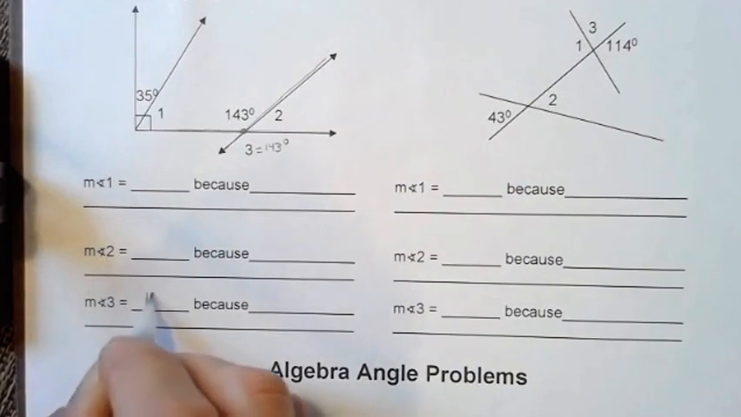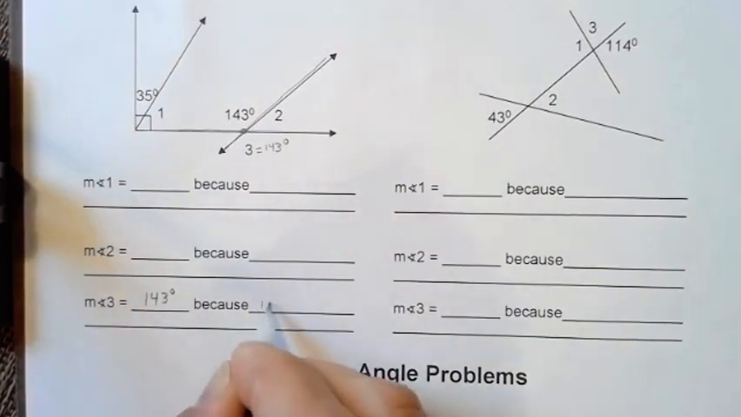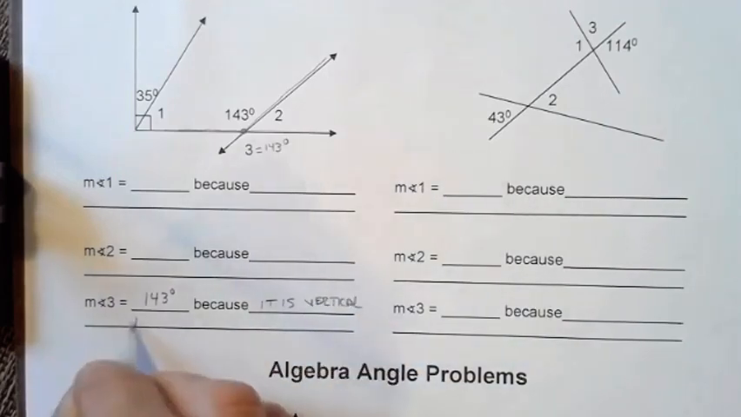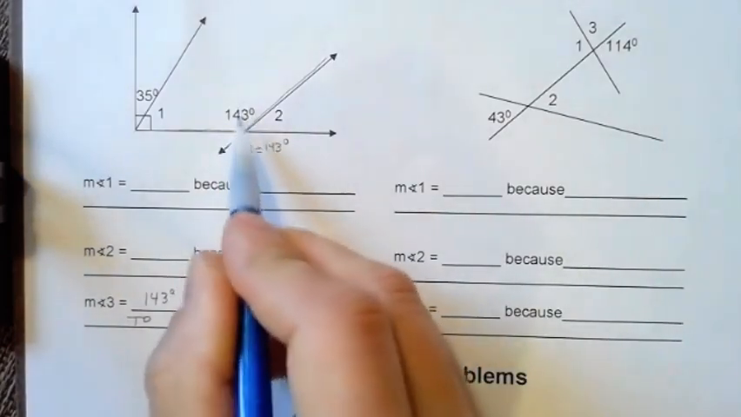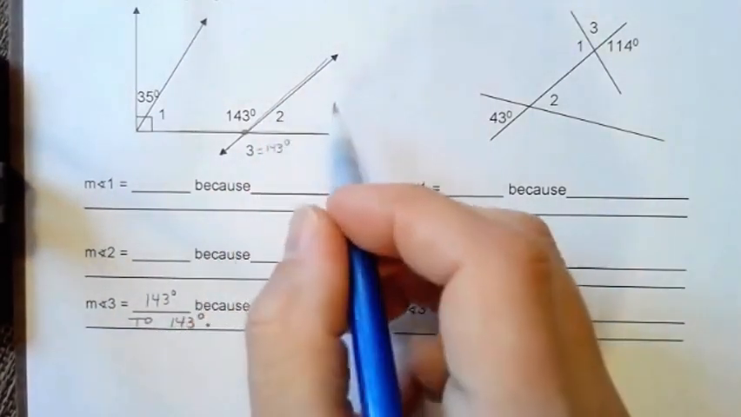The measure of angle 3 is 143 degrees, and the reason I know that is because it is vertical to this 143 degree angle, and since vertical angles are congruent, then angle 3 measures 143 degrees. Now let's see if we can get this angle number 2 in the picture.